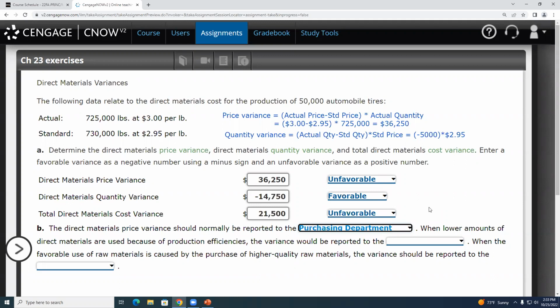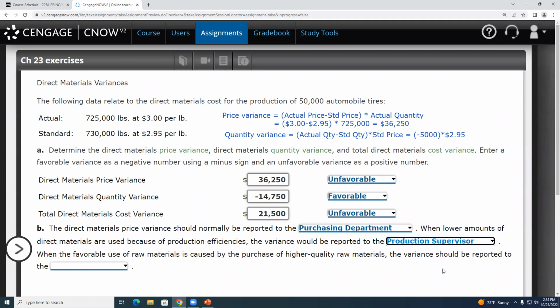If they know, fine. And maybe they're going to say, yeah, there was a shortage of that material, and so we had to get a slightly more expensive material, and that's why we had to use less of it, because it was a better quality of material. That's one possibility. When lower amounts of direct materials are used because of production efficiencies, who should be told that? The production supervisor.